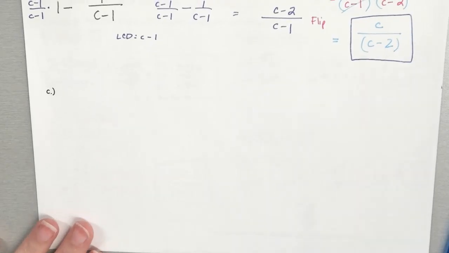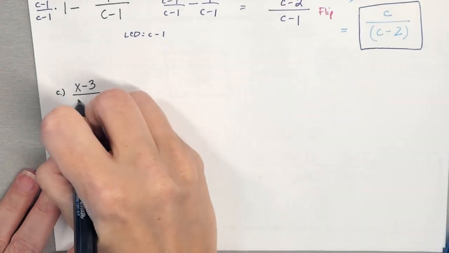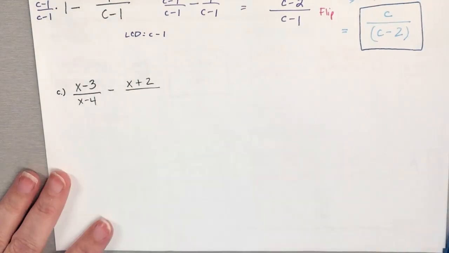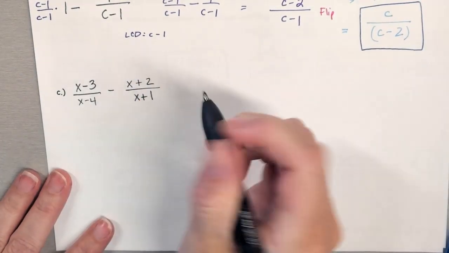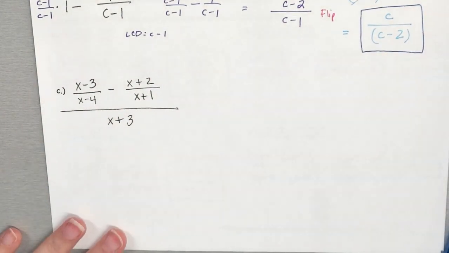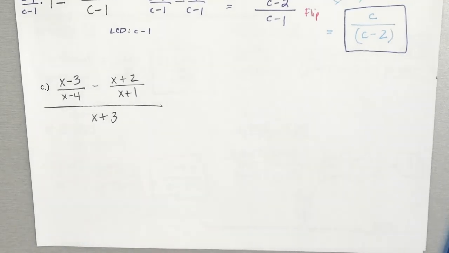All right, and then the last one we're going to do is x minus 3 over x minus 4 minus x plus 2 over x plus 1, all divided by x plus 3. Okay, so again, when you're looking at that all together, that's complicated. So let's just take the numerator. The numerator is what we just did on the previous page, so we can get the LCD and simplify.